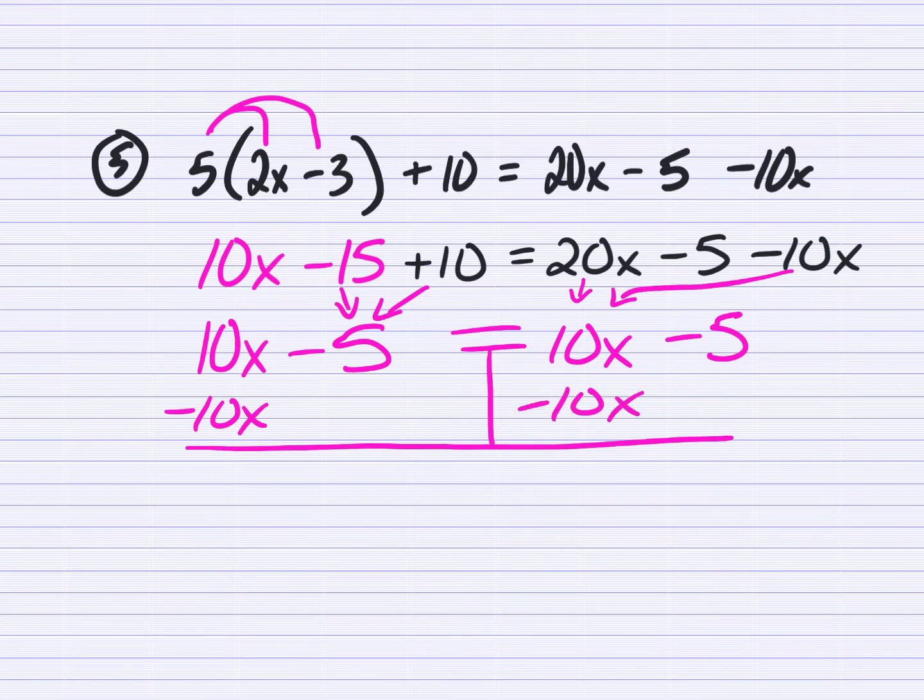The opposite of positive 10x is negative 10x, and on the left-hand side they cancel out. On the right-hand side they cancel out. And again, all my x's have canceled out. I cannot write an x anymore. If I do, it would be considered wrong. So on the left-hand side, I have a negative 5 left. Bring down my equal sign. On the right-hand side, I have a negative 5 left.